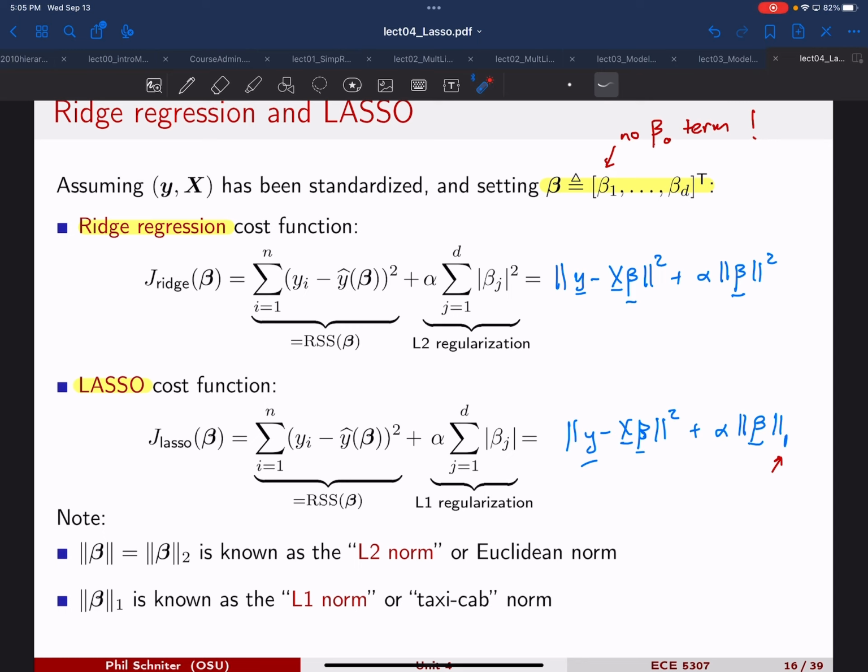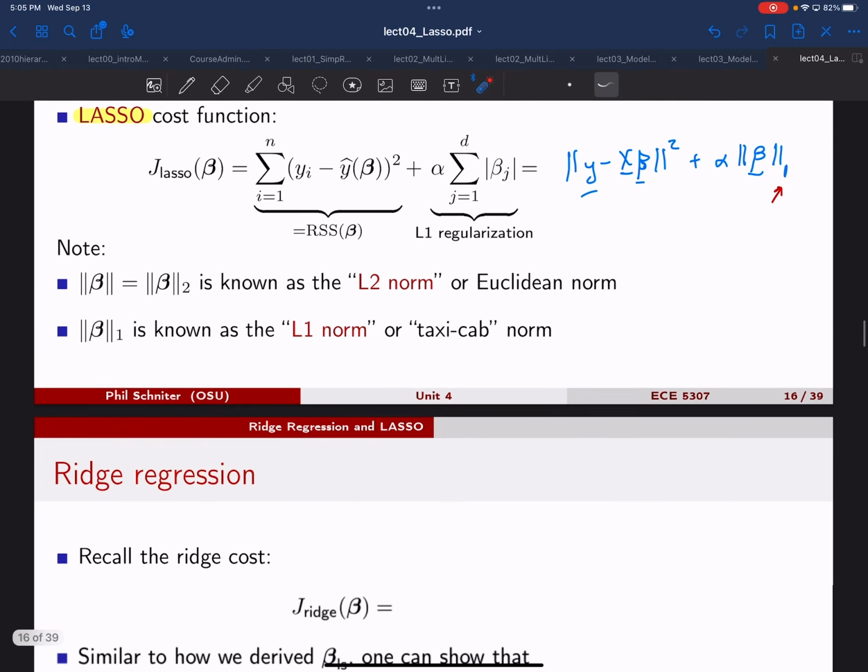Yes? Why does the L2 regularization have absolute values around the beta sub j? It doesn't need to be. I guess, just making it look similar, but squared. But yeah, you could remove the absolute values because we're dealing with real numbers. They're not complex, so it has no effect. Okay, so that's ridge and lasso.